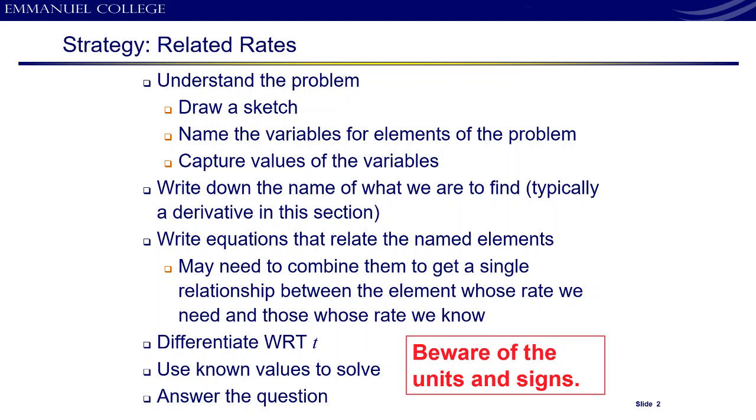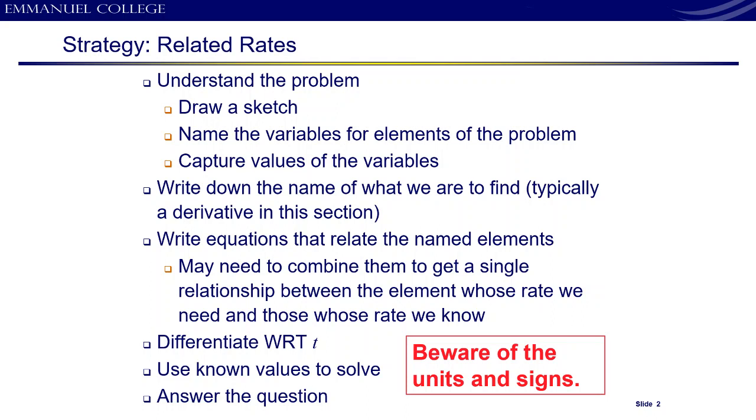Write equations that relate to the named elements. You're not always given, okay, here's the problem, here's the equation, go find the derivative and have a good day. Sometimes you may have to set them up. Again, the related part in related rates sometimes will mean how are the rates of change related, but it can also mean what formulas relate to it. So make sure that you know some of the basic geometric formulas, like area and volume are good ones to know. You may need to combine some of these rates of change to get a single relationship.